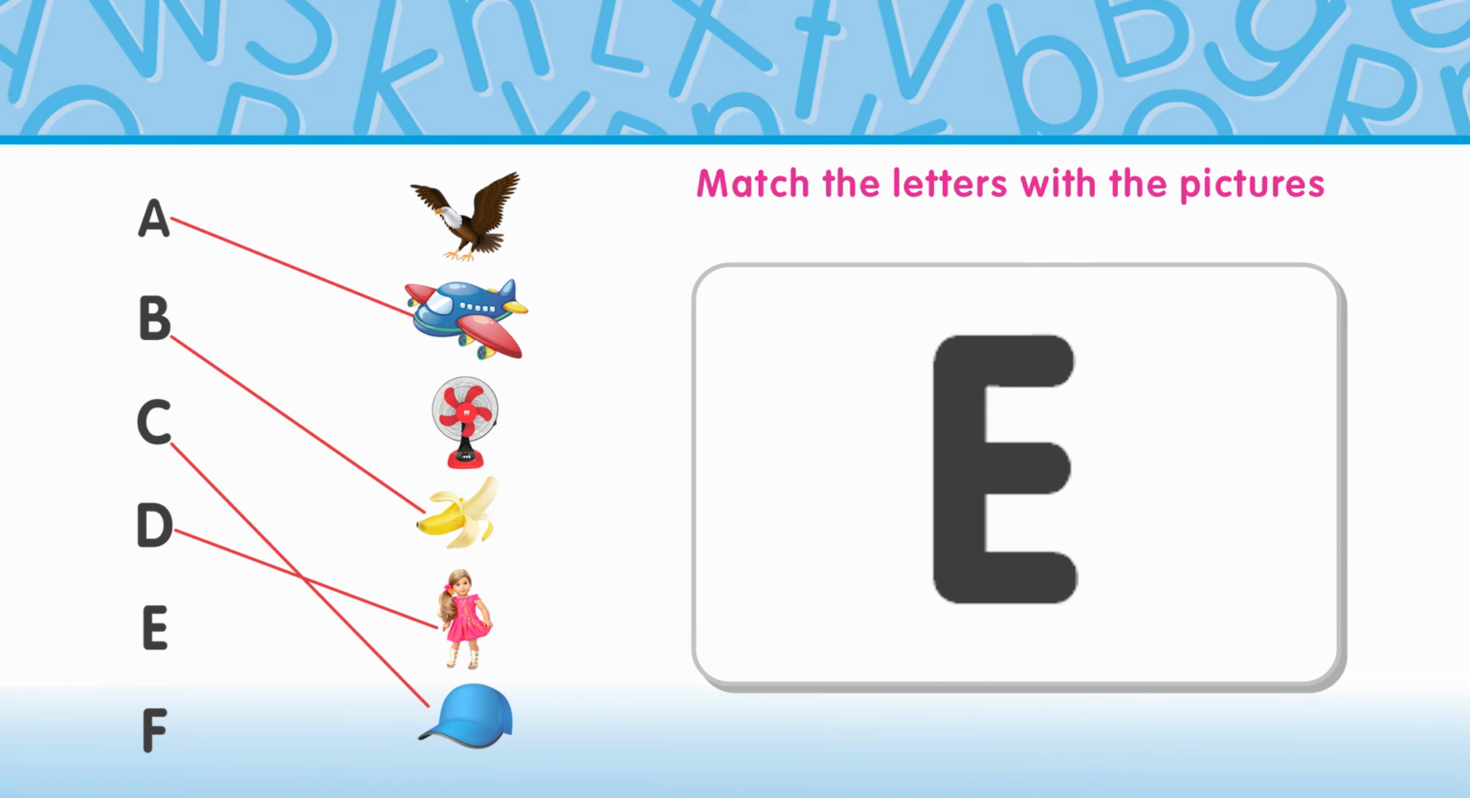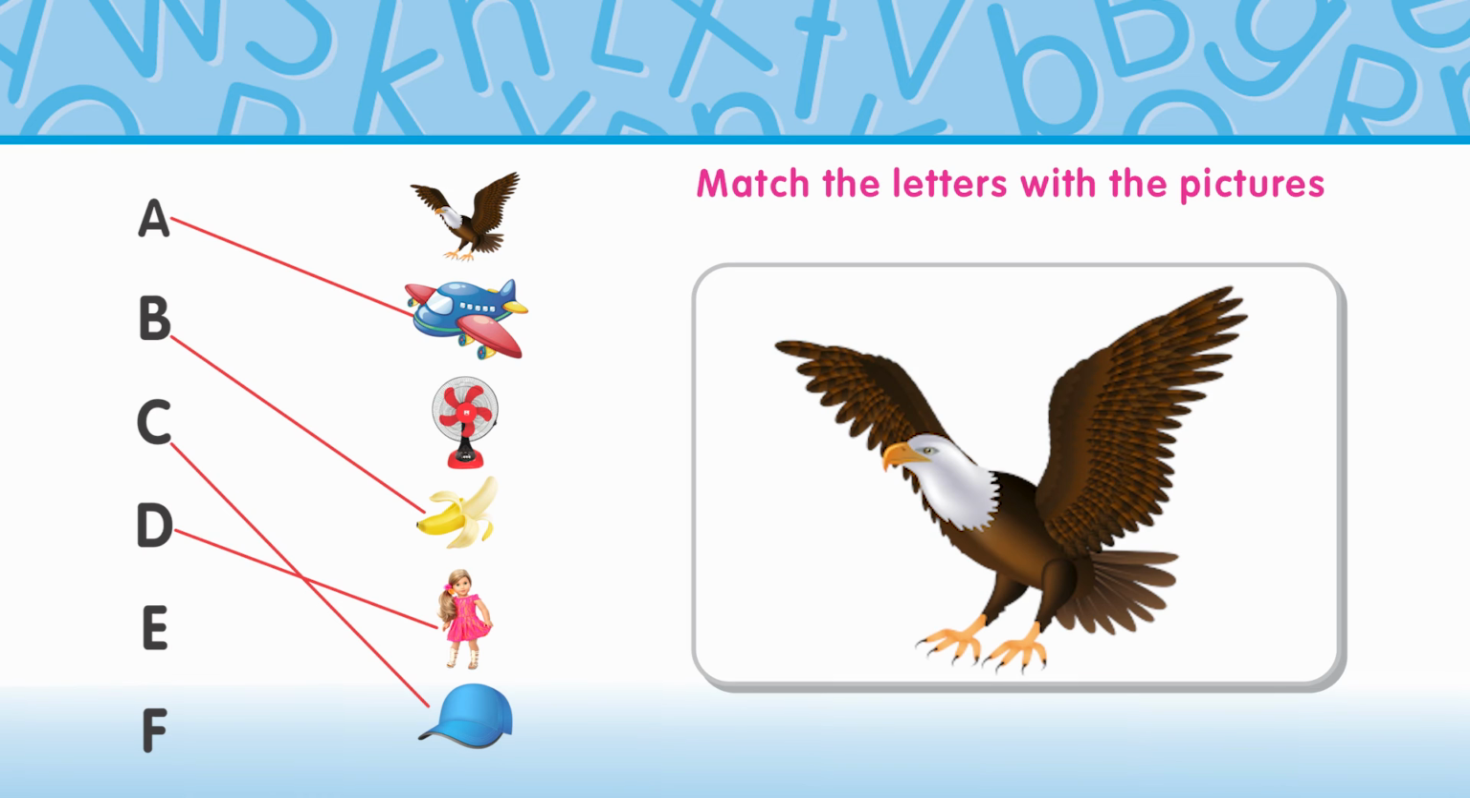E stands for eagle. Eagle is the first picture in the second row. So we match E with the picture of an eagle.